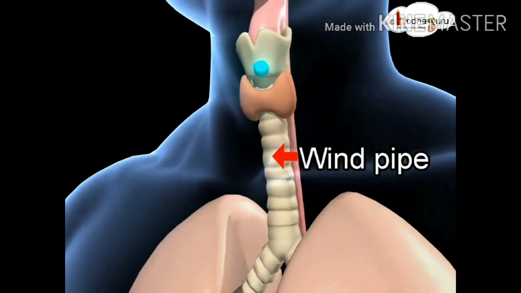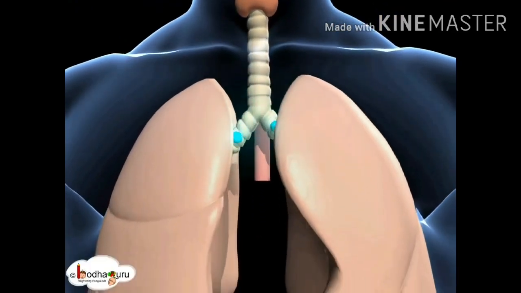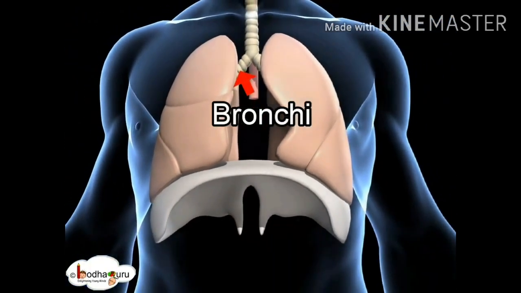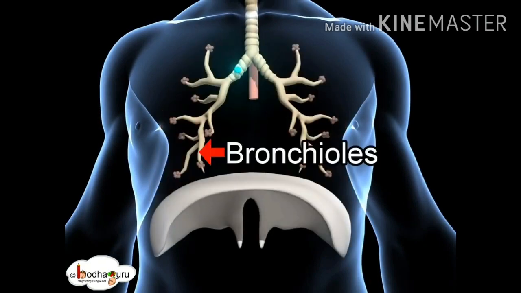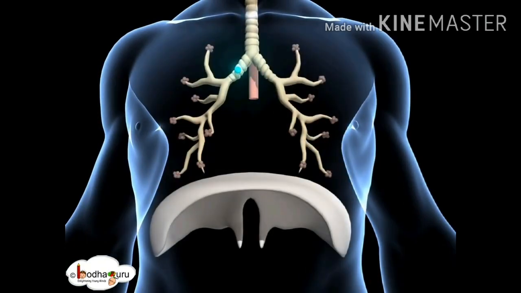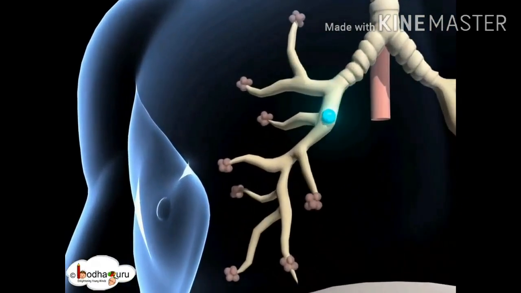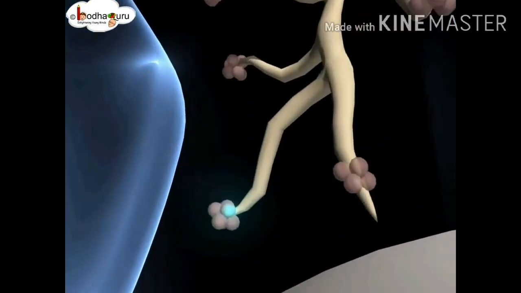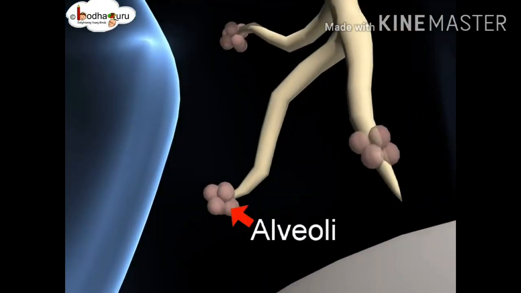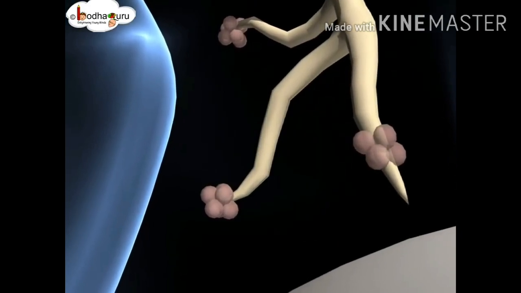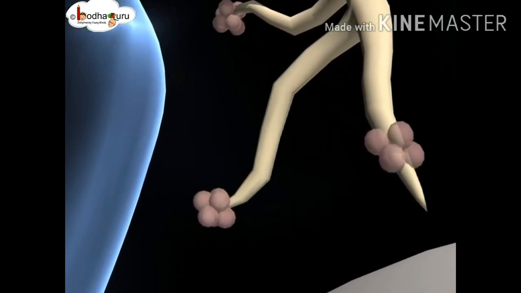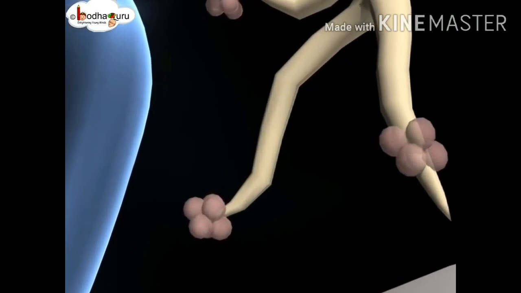Now, air passes through the windpipe, then the two bronchi, which form many narrower branches called bronchioles. Small air sacs, or alveoli, receive the air, and oxygen from the air diffuses into the blood through the thin wall of blood capillaries during the diffusion process.